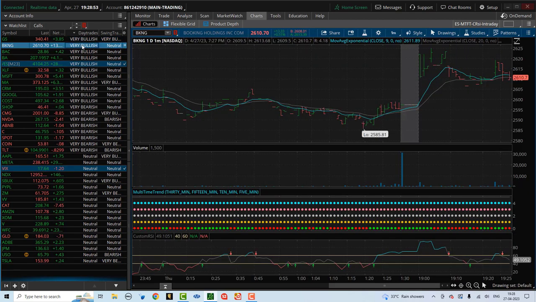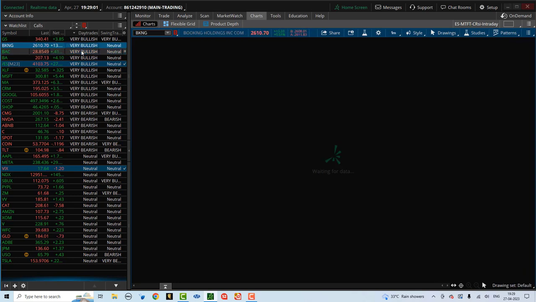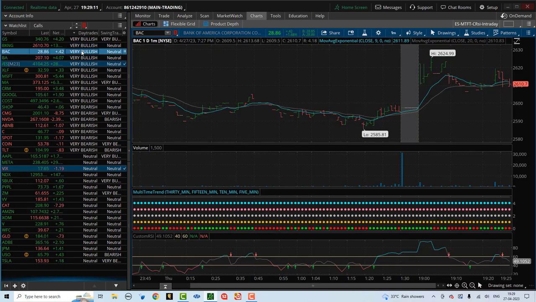So here we go. Let's take a look at Booking. Once again, I don't think Booking is a very good candidate here on the day trading charts. And then we also have quite a few others. On the day trading chart, things will change quite fast, and that's the one thing you have to keep in mind, that it will change quite a bit.